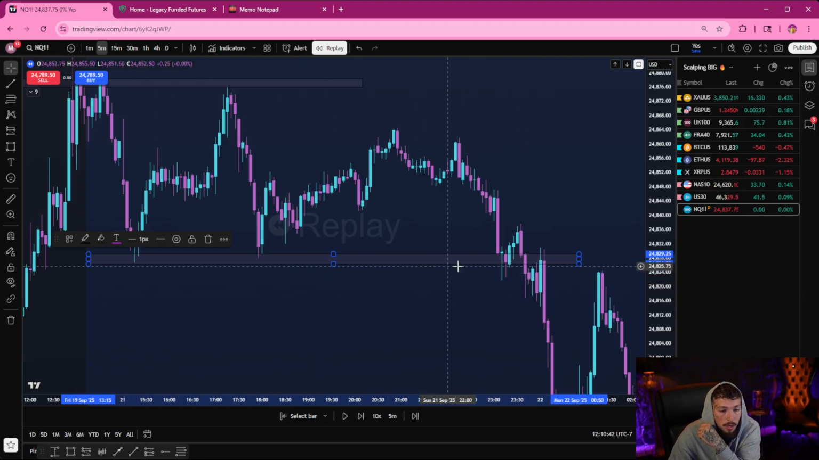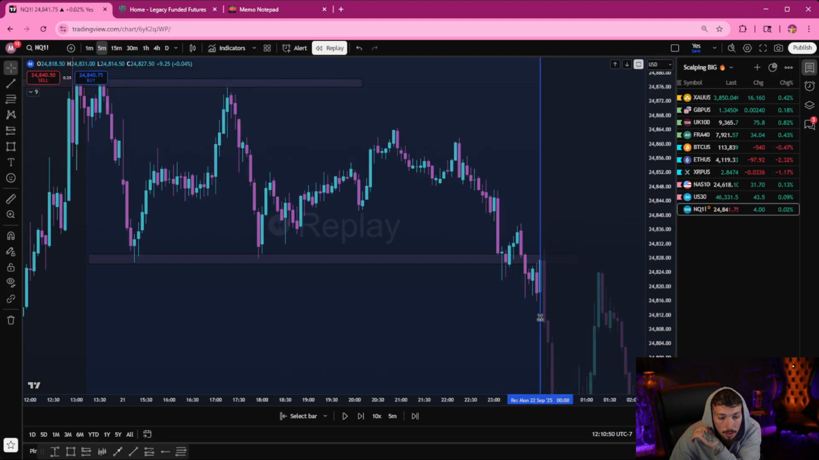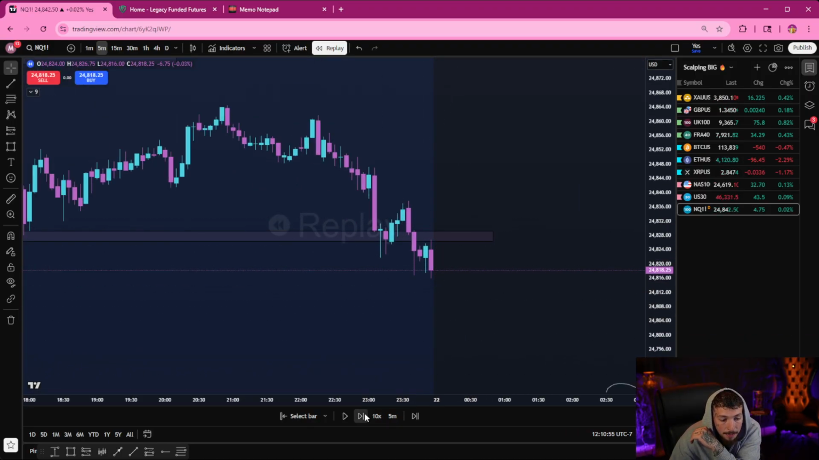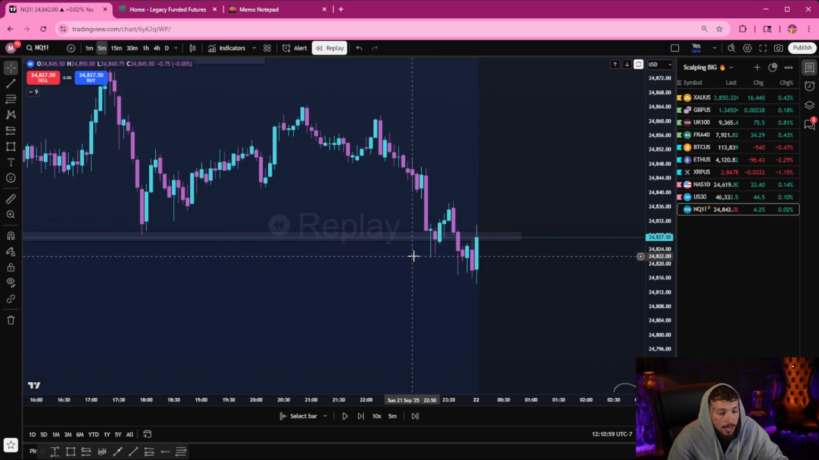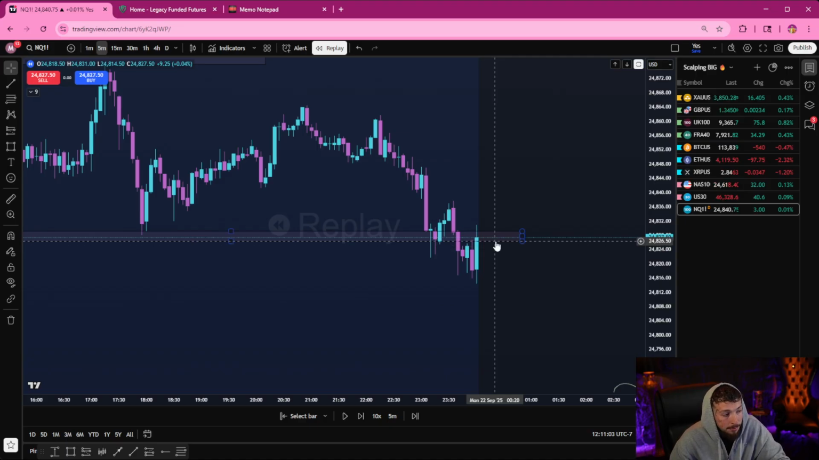So this support broke below, okay, I'm going to put this in replay mode to really show you guys. But it broke below, just like this, and came back up, retested that floor now as a ceiling. Okay, so support broke and then became resistance. So you see how they can turn into each other, and they do very often.